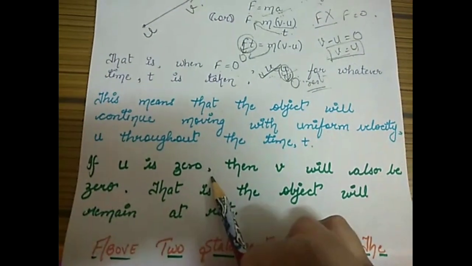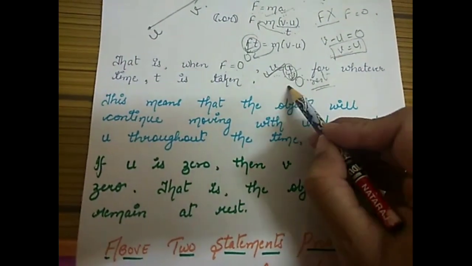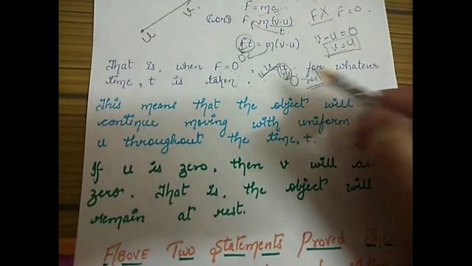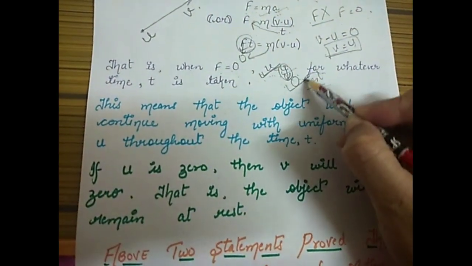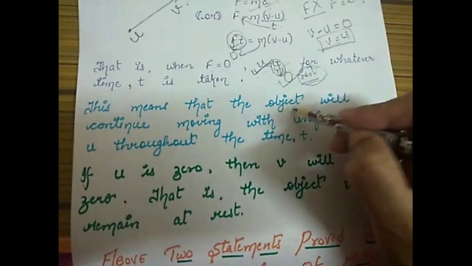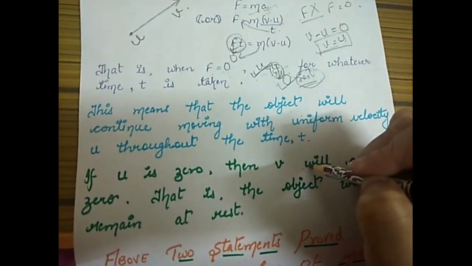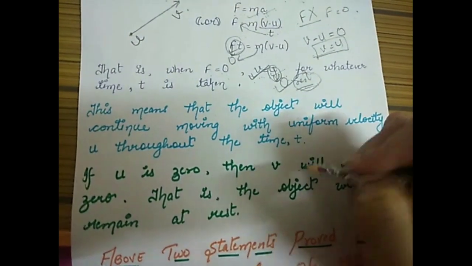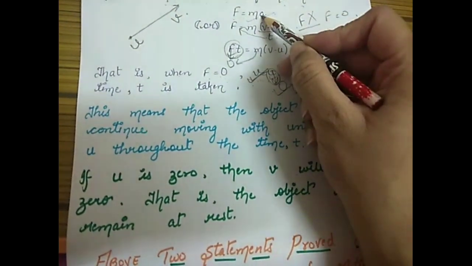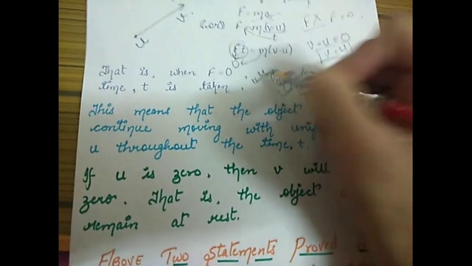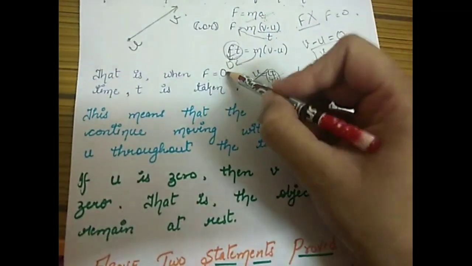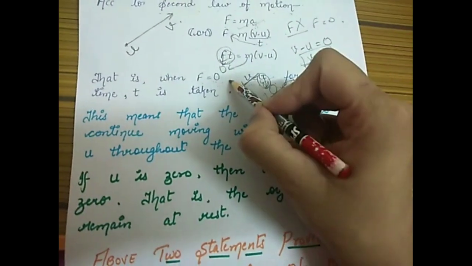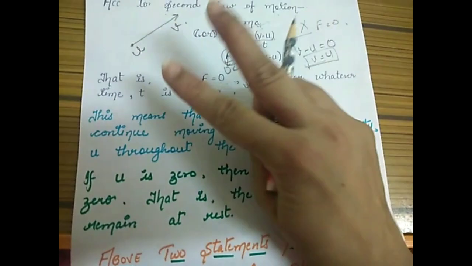If u is 0, then v also will be 0. That is, the object will remain at rest. u equal to 0 means the object is at rest. So these two statements prove the first law of motion from the second law of motion. With the help of the second law of motion, we have proved the first law of motion by putting F equal to 0. I hope you have all understood these two parts very well.